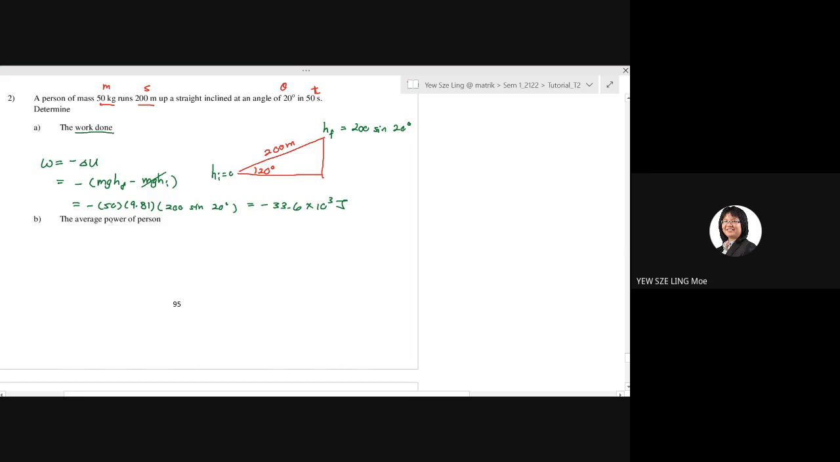And therefore, the average power, once again, now you're looking at average. So P average is equal to W over T, which is then equal to 30.6 over 50, which is equal to 0.67 kilowatt. Okay, 0.67 kilowatt.